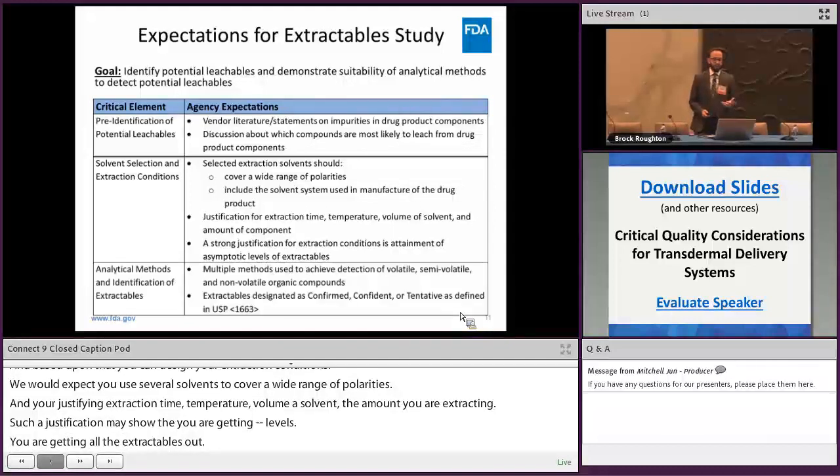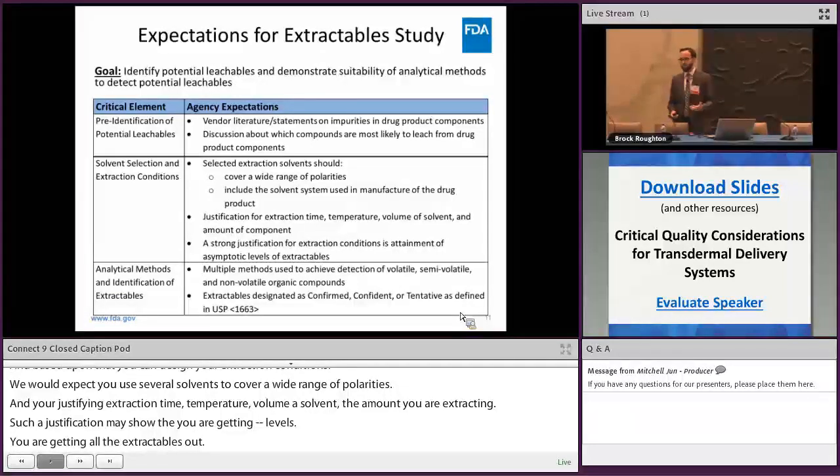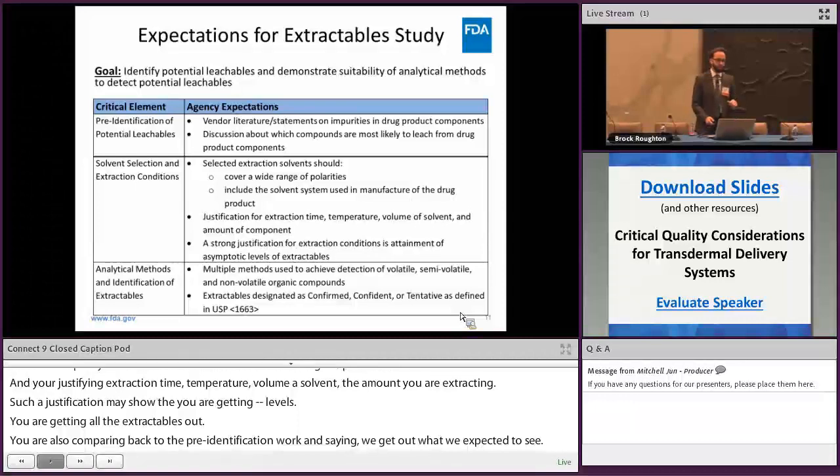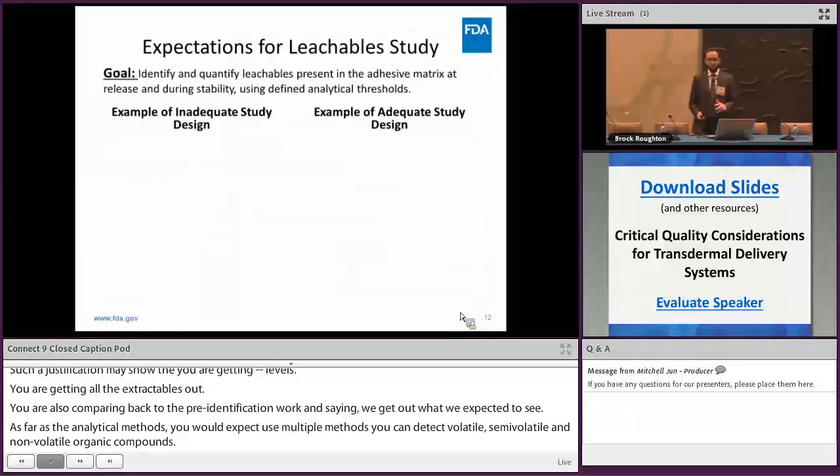And then as far as the analytical methods, we would expect you to use multiple methods so you can detect volatile, semi-volatile, and non-volatile organic compounds. And then you're designating these extractables per USP 1663 guidelines. So that brings us to the next study, which is the leachables study.